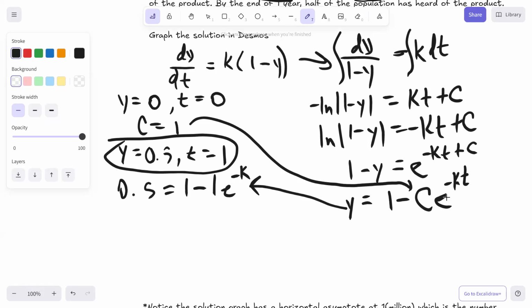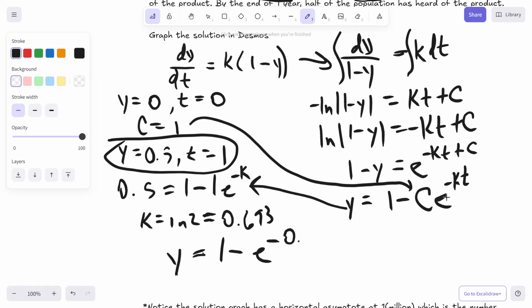Now, when I solve this equation, you would subtract the 1, divide by the -1, natural log both sides, solve for k. You'd end up with k equals natural log of 2, which is approximately equal to 0.693. So the particular solution to our situation is y equals 1 minus e to the negative 0.693 t. That's the particular solution.